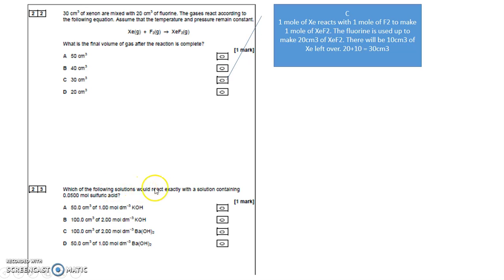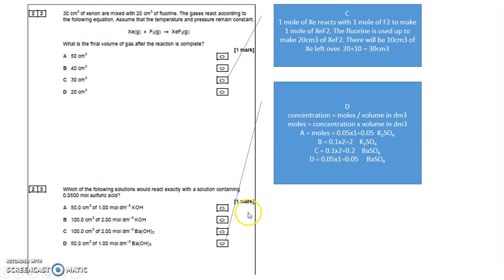Which of the following solutions would react exactly with the solution containing 0.05 moles of sulfuric acid? Well, first of all, I've got to work out how many moles of each of these I've got. I've got centimeters cubed, so I'm going to divide by 1,000 to get into decimeters cubed. Concentration is moles divided by volume, so moles is concentration multiplied by volume. Once I've divided all these by 1,000 and multiplied by the concentrations, I've got concentration multiplied by the volume in decimeters cubed. I've worked out the number of moles of each of them.